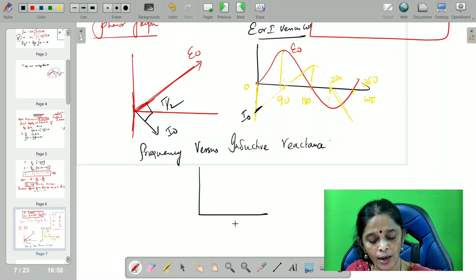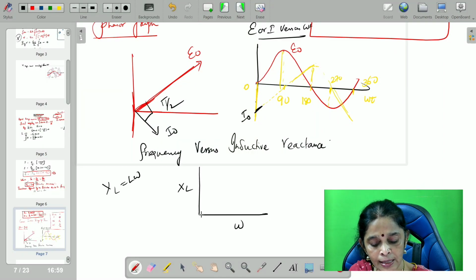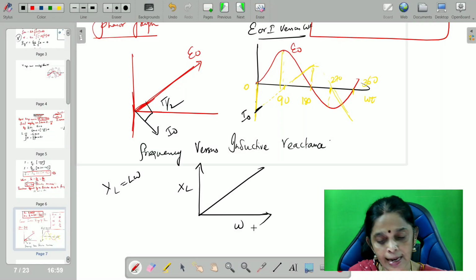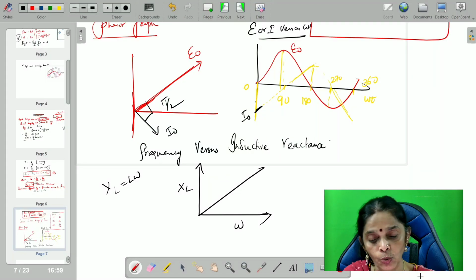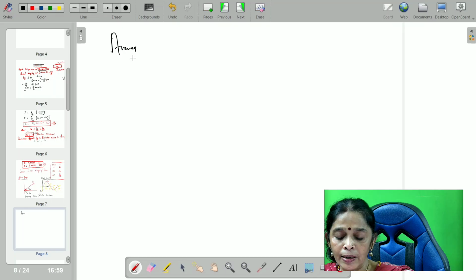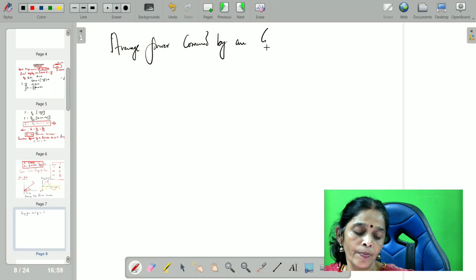So when omega increases, because XL is equal to L omega, XL also increases. Therefore, it is a straight line graph. So hope you understand, children, about inductors. So now what is the power consumed? Let us quickly see the average power consumed by an inductor. Average power consumed by an inductor only.